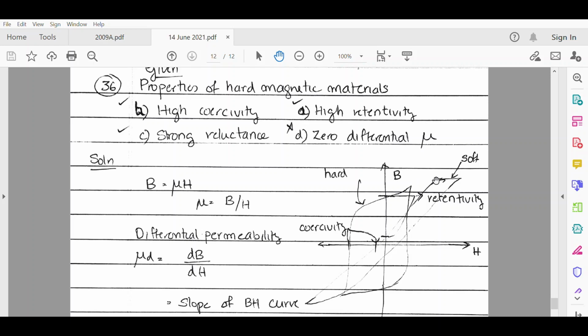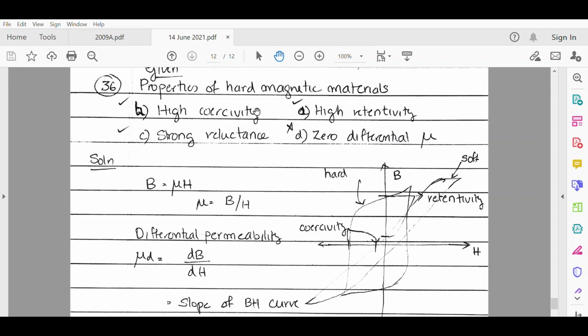Now if we were to see the BH curve of a soft magnetic material, we can see that the remnant flux is very small, the coercivity is small, as well as the area enclosed is also small. Now the area enclosed indicates the hysteresis loss. So soft magnetic materials have low hysteresis loss and are hence used to make temporary magnets.